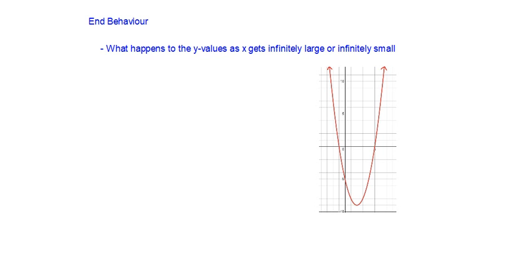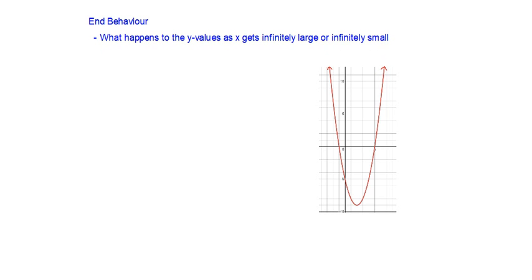When we talk about the end behavior, what we're really looking at is what happens to the y values as x gets really big or as x gets really small. In other words, what's happening over here and what's happening over here. And there are two ways to describe that. We need to describe each of those behaviors.